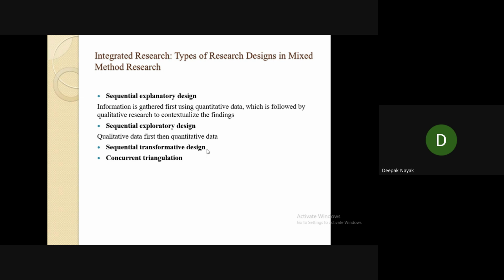with the above designs, you have to visit the same respondents twice, thrice. But if you don't want to go repeatedly to the same respondent, the same area, then you use the concurrent triangulation method, where you collect qualitative and quantitative data simultaneously. After asking for quantitative data, immediately you also go for qualitative data.